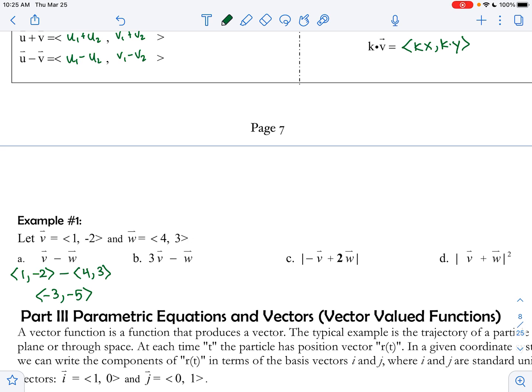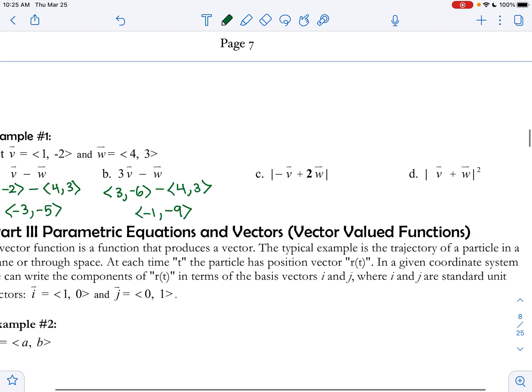With part B, you see that this time we're going to distribute 3 to vector v first. So I'm going to do that and triple the horizontal and vertical component. That results in 3, negative 6. And now subtract out vector w, which is 4, 3. In doing so, we have 3 minus 4 is negative 1. And negative 6 minus 3 is negative 9.